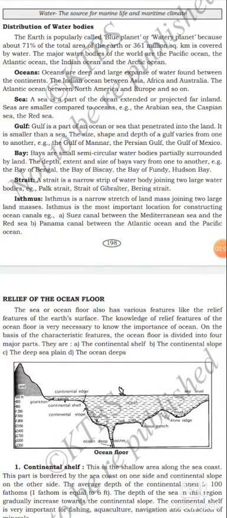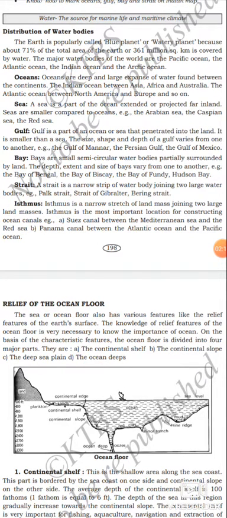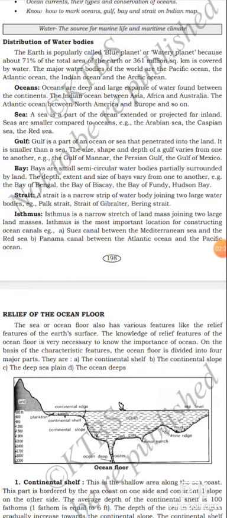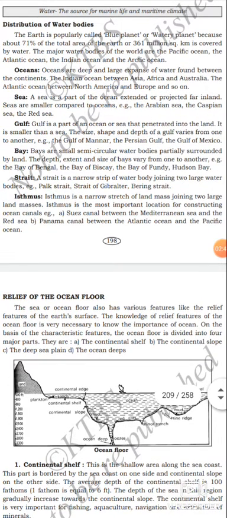Let's see now oceans. Oceans are deep and large expanse of water found between the continents. The Indian Ocean is between Asia, Africa, and Australia. The Atlantic Ocean is between North America and Europe, and so on. Oceans are found between continents. The Indian Ocean is between the Asia continent, Africa continent, and Australia continent.